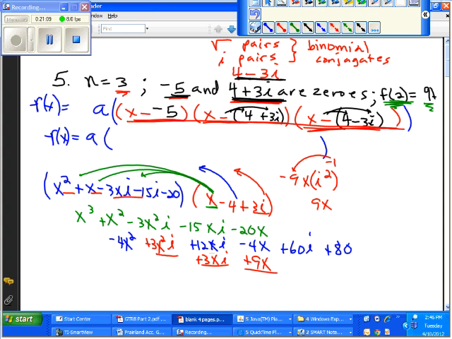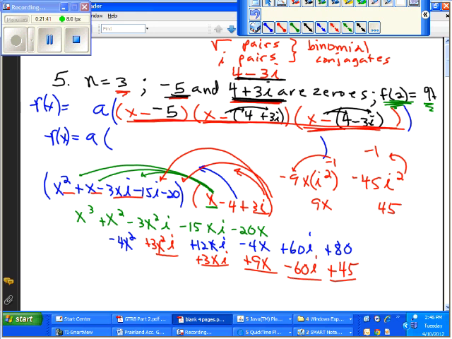And then we have 3i times negative 15i, which would be negative 45i squared. i squared is negative 1. Negative 1 times negative 45 is positive 45, and so we have a positive 45. And then we have 3i times negative 20, which is negative 60i.